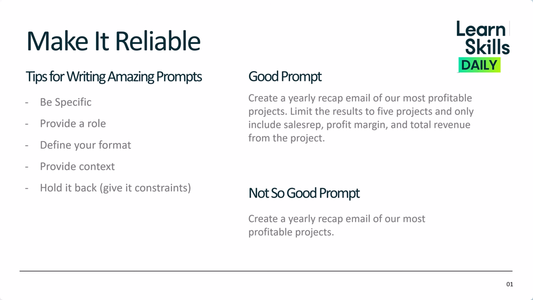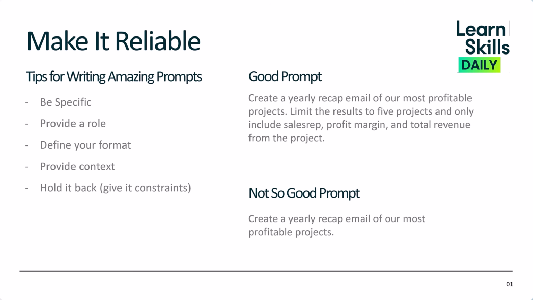Just as important as giving it lots of information, we also need to hold it back a little bit. Give the AI constraints. So notice here in the good prompt, I'm telling it to create a yearly recap email of our most profitable projects, but I want to limit the results to 5, only include sales rep, profit margin, and total revenue.